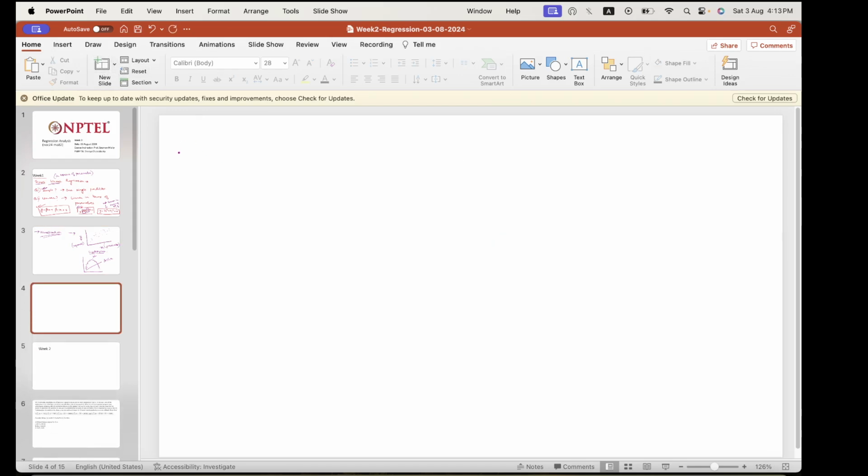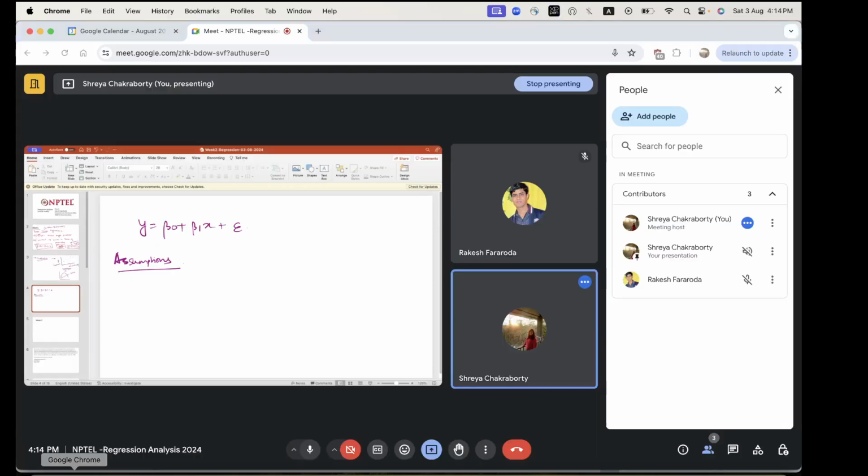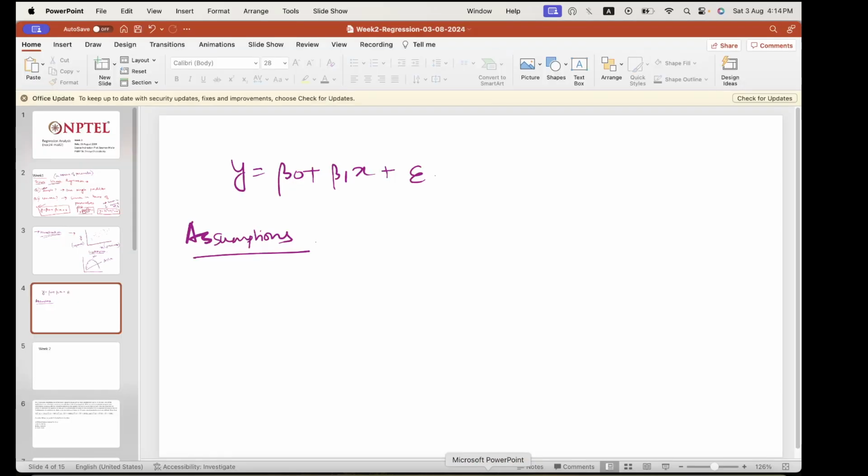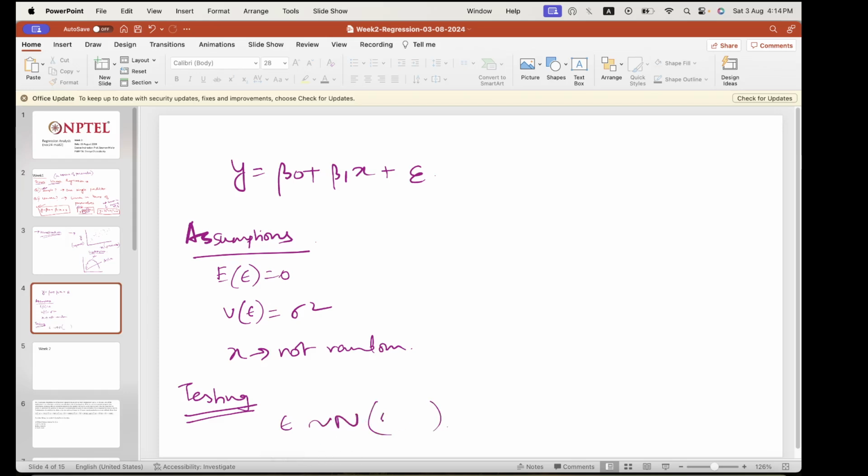And then we proceeded to parameterize this equation. So we had beta naught plus beta 1 x plus epsilon. So do you remember the assumptions of this linear model? Okay, so we assumed that the expectation of epsilon is 0, variance of epsilon is sigma square, and also we assumed that x's are not random, and for the purpose of testing we assumed that these variables are normally distributed. Okay, these were the assumptions that we proceeded with.